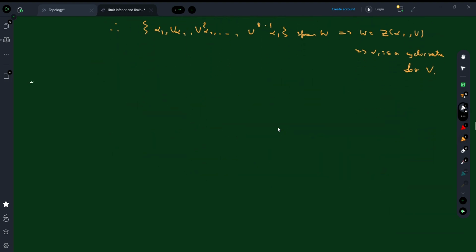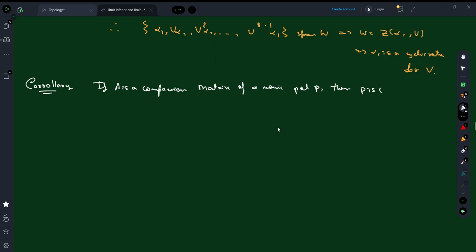The corollary. Okay. So if A is a companion matrix of a monic polynomial P, then P is both the minimal and characteristic polynomial of A. Okay, how can we conclude this?